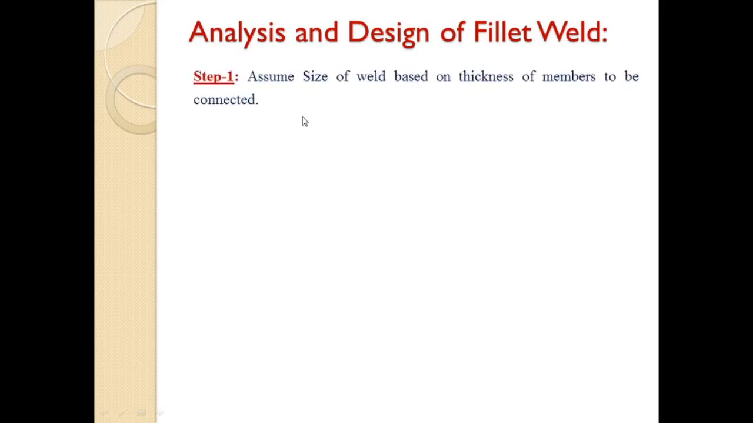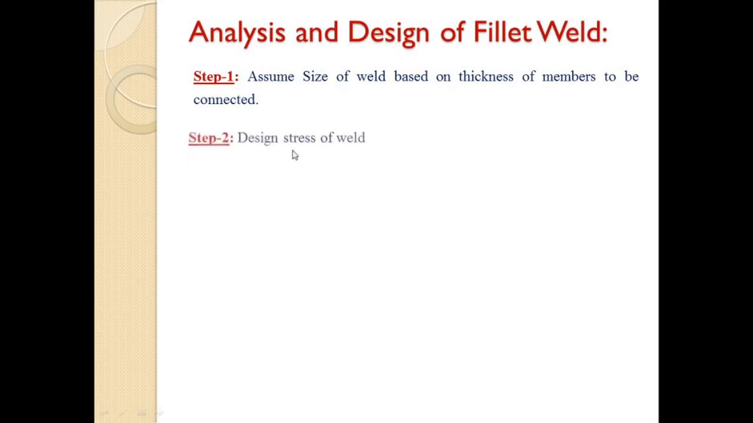Step number one: how can we design the numericals based on the fillet weld? Firstly, we have to assume the size of weld based on the thickness of the member to be connected. In the first step, we have to assume the size of weld if it is not given. If it is given, then we directly use it, but if it is not given, then we have to assume the size of weld.